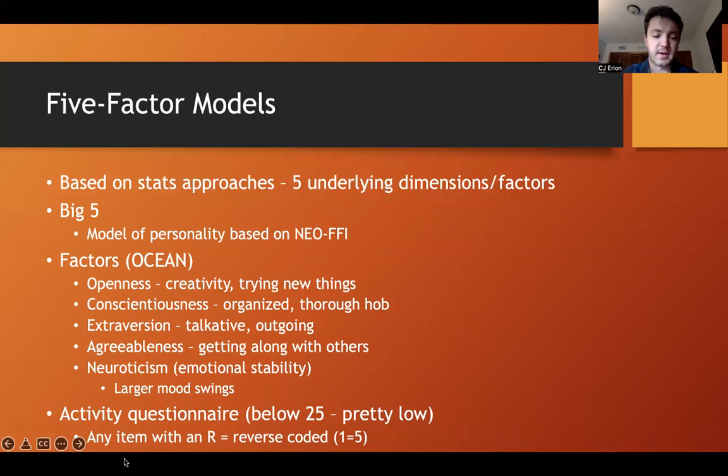And just take note that any item, when you're scoring this, any item that has an R next to it is reverse coded. So in other words, 1 will equal 5, 2 will equal 4, and 3 will just be the same and vice versa. So if you put down a 5 when you're filling it out, when it's scored, that'll be a 1. And typically with this measure, when you're looking at the final results there, anything below 25 is going to be pretty low in terms of having that trait. So if you have a 25 on extroversion, that's suggesting that you are likely not very extroverted.